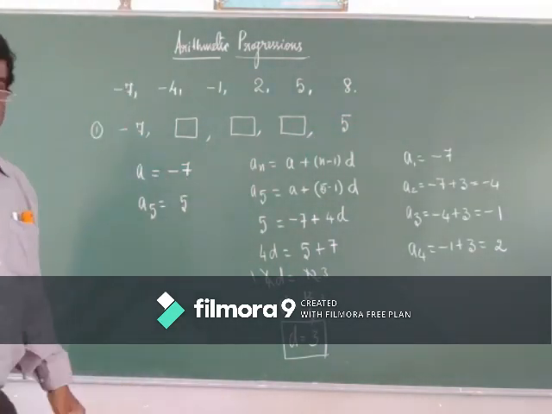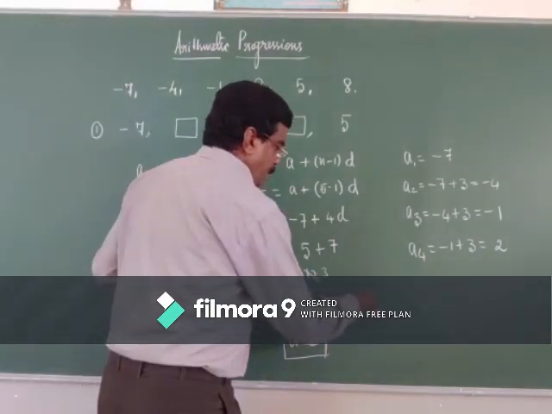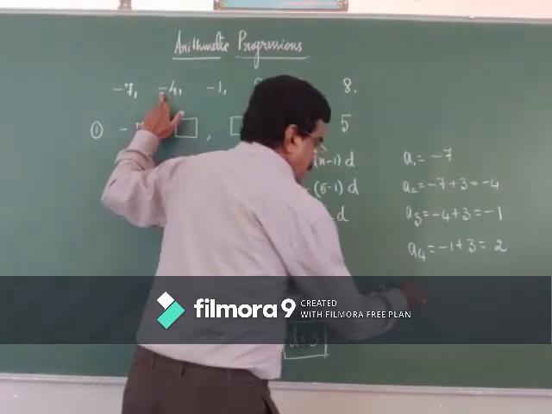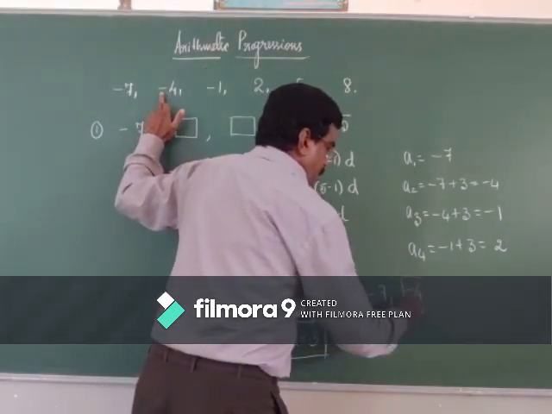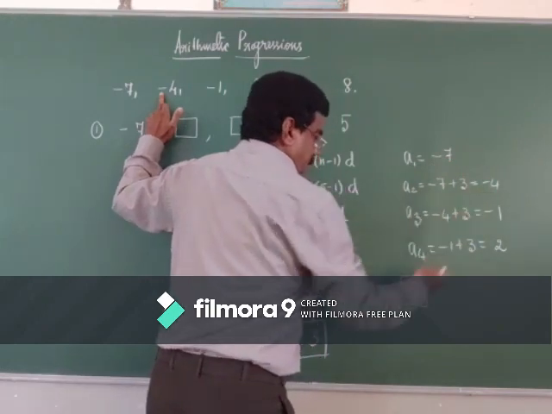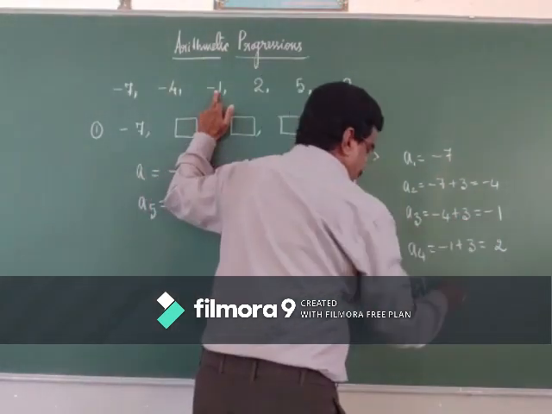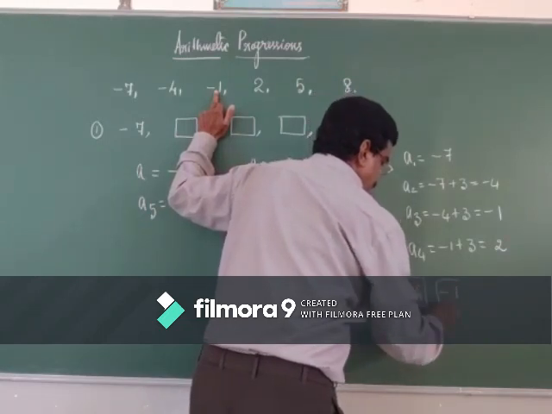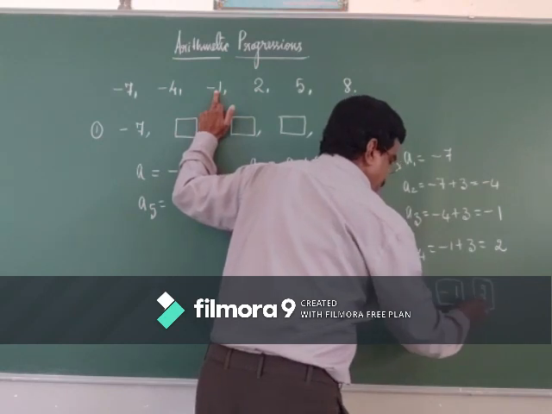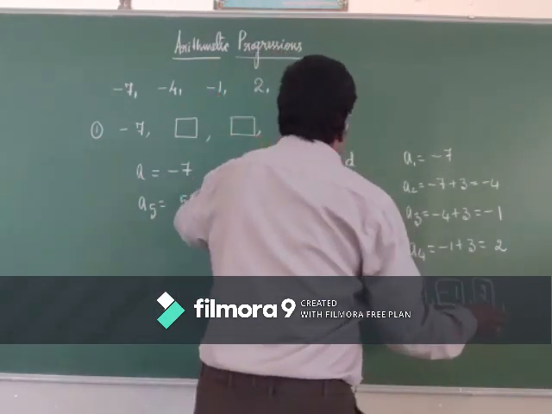So how to conclude now? The conclusion for the question given: minus 7 you write as it is. Then in the second box we have minus 4. Minus 4 is here only, because minus 7 is this. Similarly, minus 1 we already got. Then 2 also we got. Then lastly 5, which is given in the question.